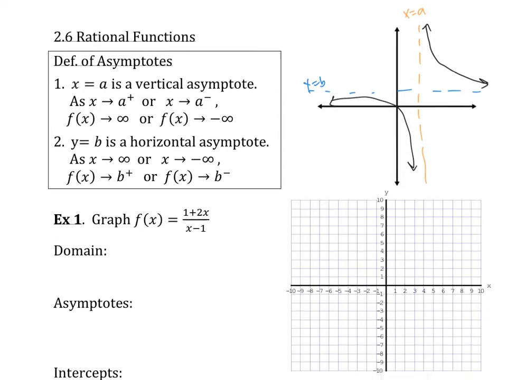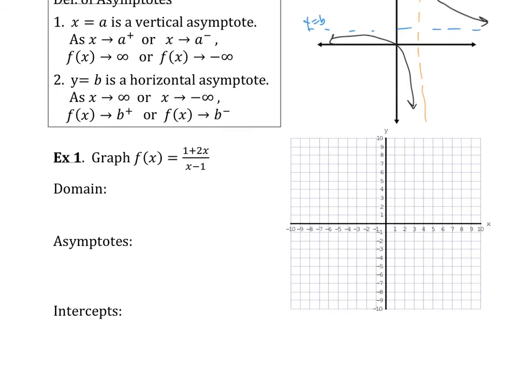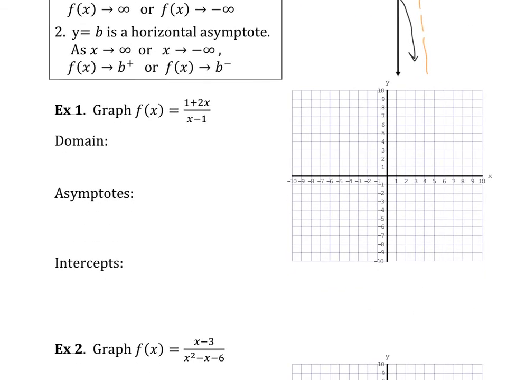Okay, and I do know you have done these before. So we're going to graph f of x equals 1 plus 2x over x minus 1. I'm going to list the domain, list the asymptotes, and find intercepts. Sometimes they ask you to find them, sometimes they don't, sometimes they're useful, sometimes they're not, and then I'm going to sketch the graph. Since this is a rational function, there is a domain restriction.